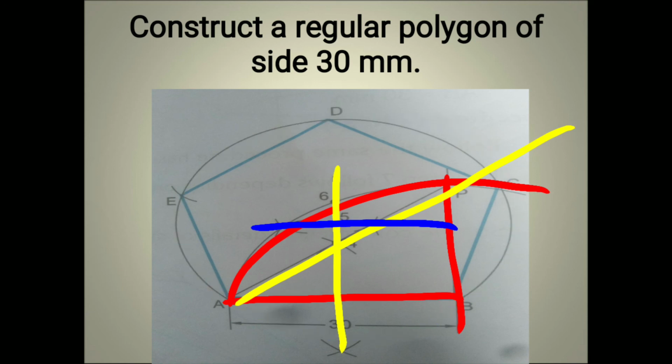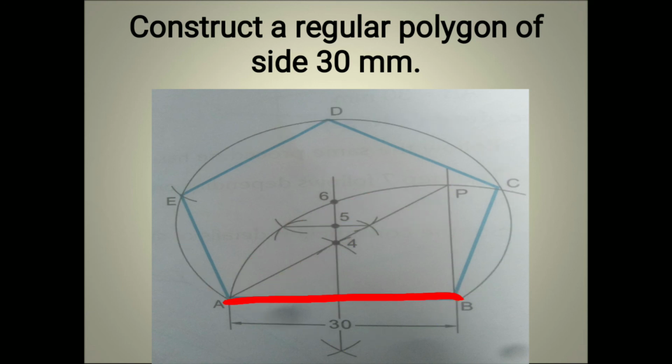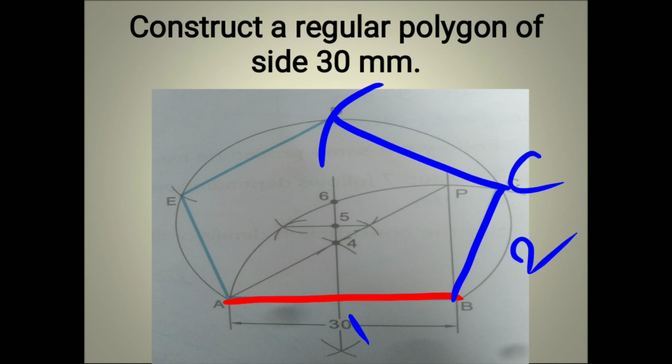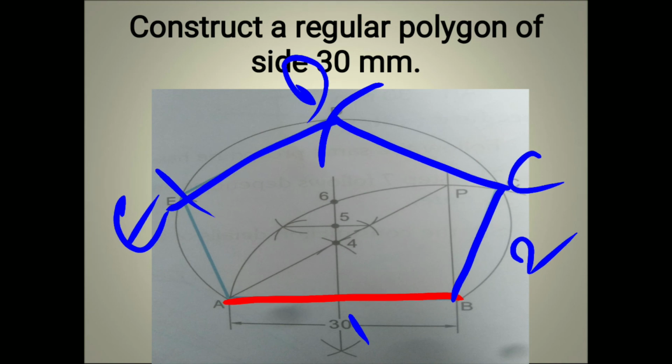After that, this circle and this arc will meet at point C. Mark it as point C, and from B to C draw a line. This is the first side, this is the second side. Similarly, with point C as the center and radius equal to 30 mm, draw an arc on the circle. This is point D. Similarly, with D as the center, mark point E on the circle. Finally, point E to point A is the fifth side of our pentagon.